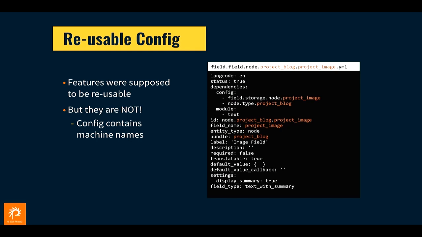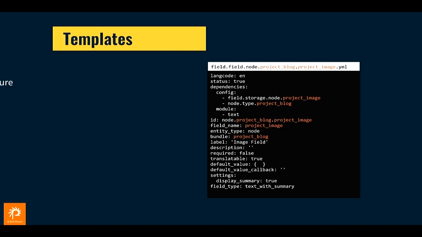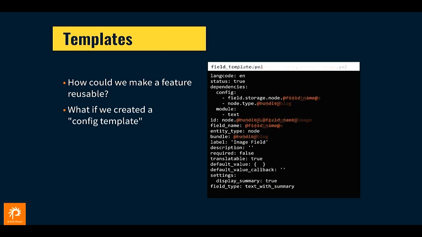If you then improve this somehow, there's no way for you to give me a pull request with your improved photo gallery because you've changed all your machine names. So it's not reusable. So how could we maybe fix this? What if we took that same YAML file config and we took all this stuff in orange and we replaced it with variable names. So here I've put @field_name, @bundle. So I've added variable names.